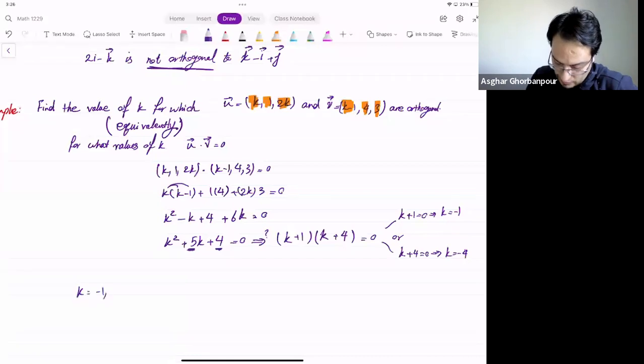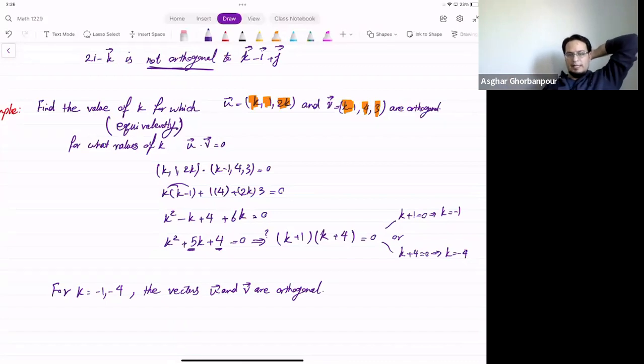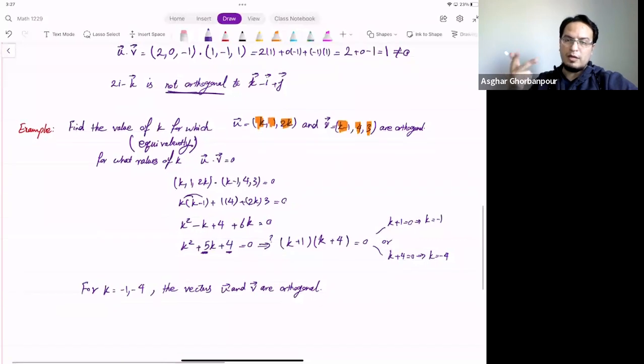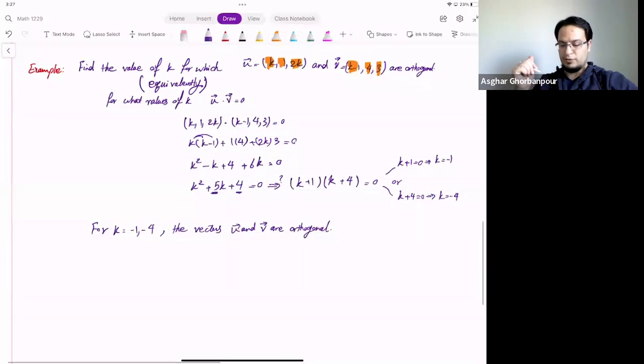So for k equal to -1 and -4, the vectors u and v are orthogonal. This way, you find those values of k. So you know that orthogonality can be expressed in terms of dot product. That dot product must be equal to 0. You express it, that will give you an equation. You solve that equation, and you find the solutions. Definition of dot product, cosine formula, orthogonality. These are three important things that you need to know for the dot product. Any questions, any comments? I will move to the next part, which is cross product of two vectors.